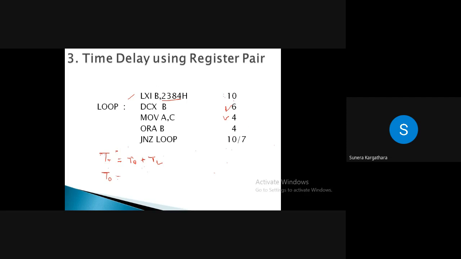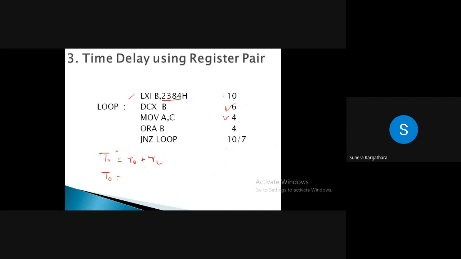What is the count? 2384. 2384 is hexadecimal, so 9092 is your count value. That many times this 4 instruction will execute, right? So 24 into t into 9092, that will be your loop delay.